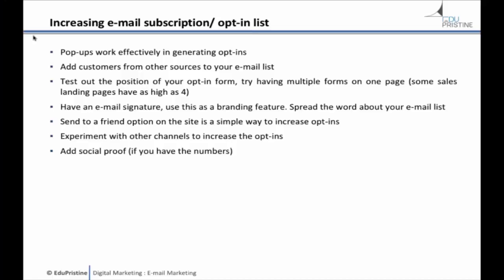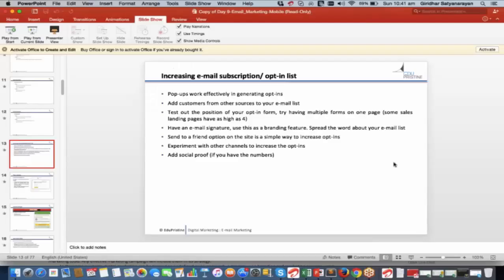So that really works. Add customers from other sources to your email list. I mean, if you have an offline store as well, and if they've given their email address there, go ahead and start adding them to your email list. Test out the position of your opt-in form. Try having multiple forms on the same page. Some sales landing pages have as many as 4, which is true in the case of EduPristine's page.